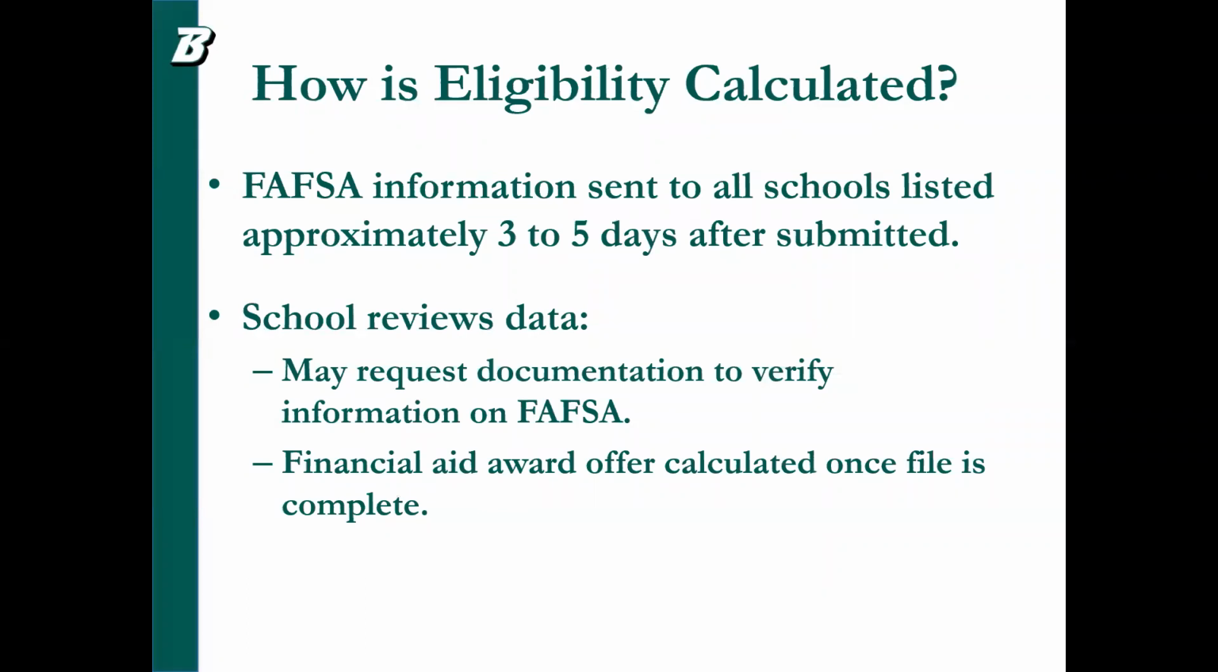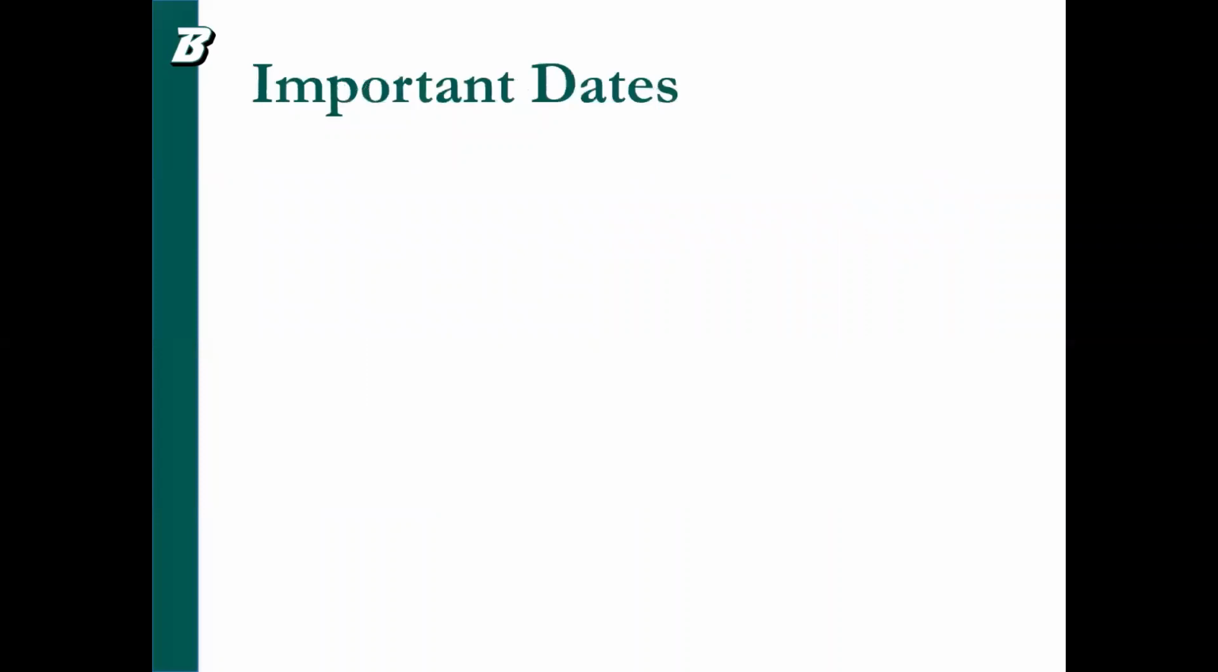Your eligibility for financial aid is calculated based on the information provided on your FAFSA. A school may request documentation to verify information on the application. Once your file is complete, your aid offer will be calculated. It is important to be aware of dates and keep in contact with your school to ensure that you have provided everything required to maximize your aid eligibility.